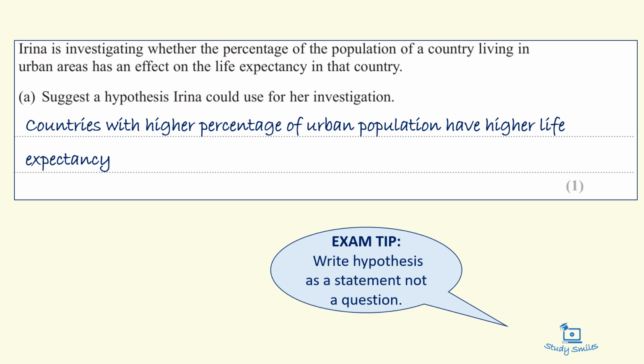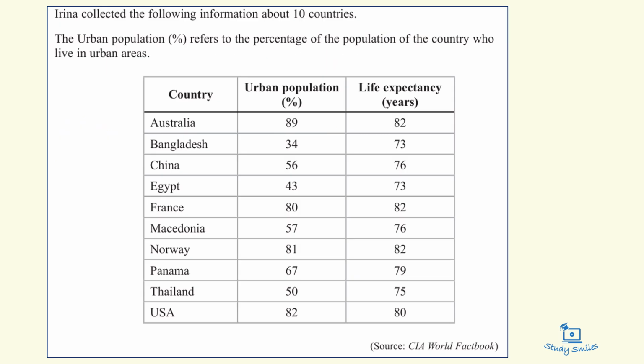As I've said before, it's an important exam tip that when you write a hypothesis, it must be written as a statement, not as a question. Irina collected the following information about 10 countries. The urban population percentage refers to the percentage of the population of the country who live in urban areas. And we have a table.